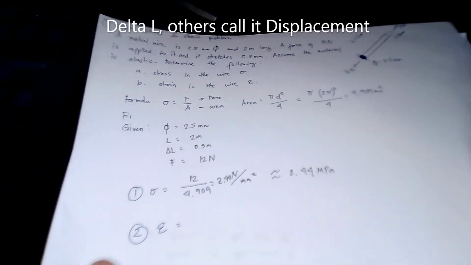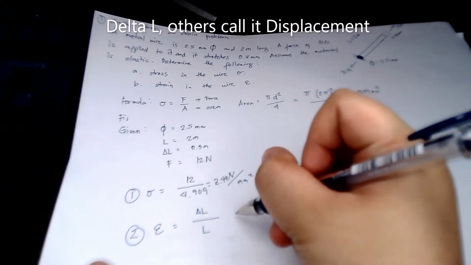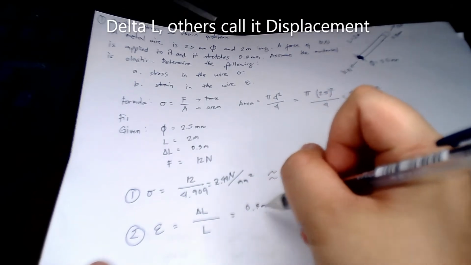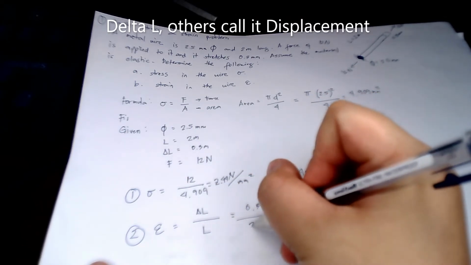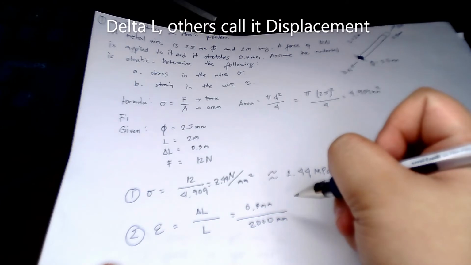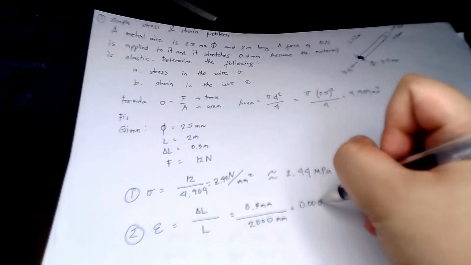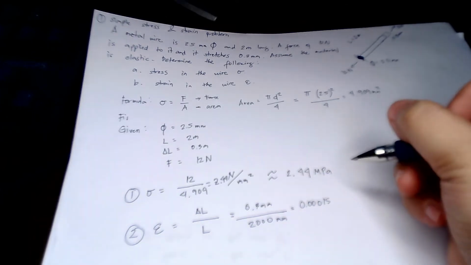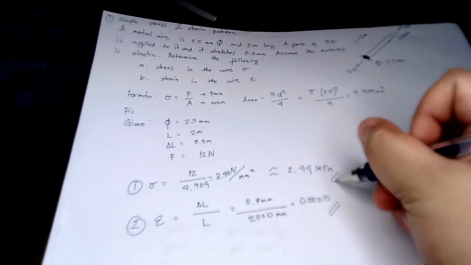The second question is to find the strain. So the strain is basically change in L over L, and that is equal to 0.3 mm over L, which is 2 meters, and that is equal to 2000 mm. That gives 0.00015. So that's it.